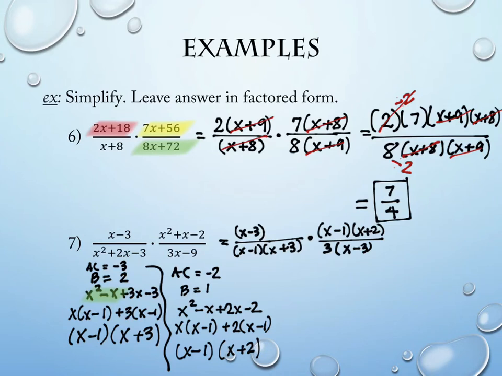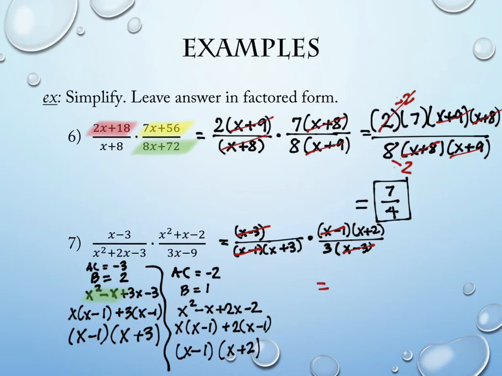So let's look across the first diagonal. Top to bottom, x minus 3 and x minus 3, those cancel. Then we'll look across the other diagonal. This is x minus 1 and this is x minus 1, so those cancel out. So I'm left with an x plus 2 here, an x plus 3 here, and a 3 here, and none of those are going to simplify.